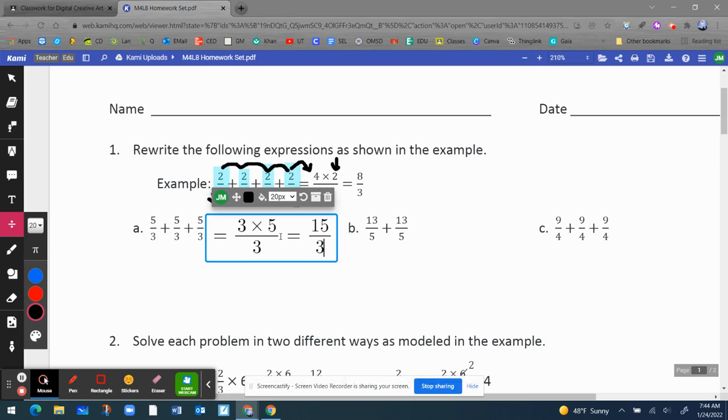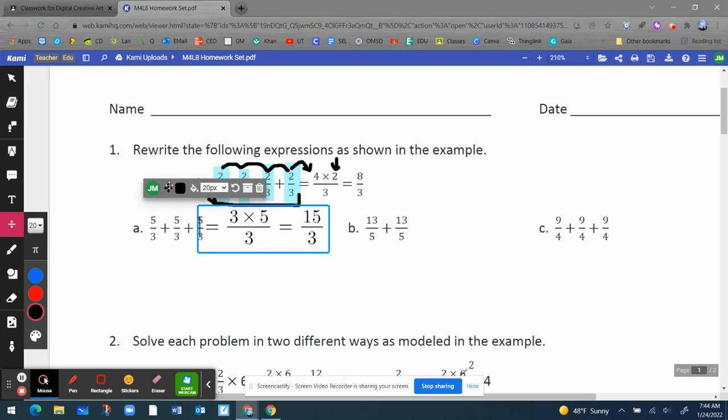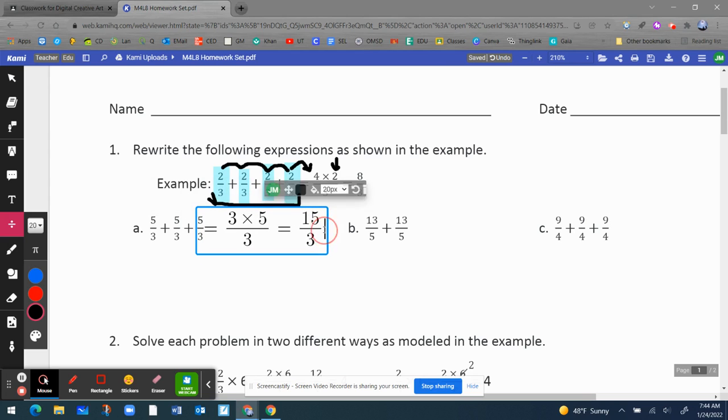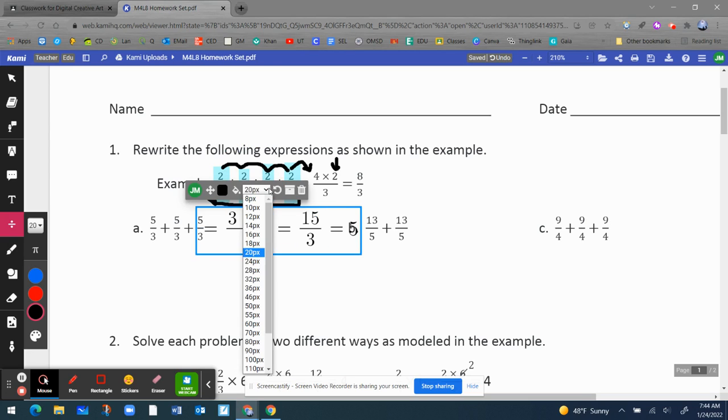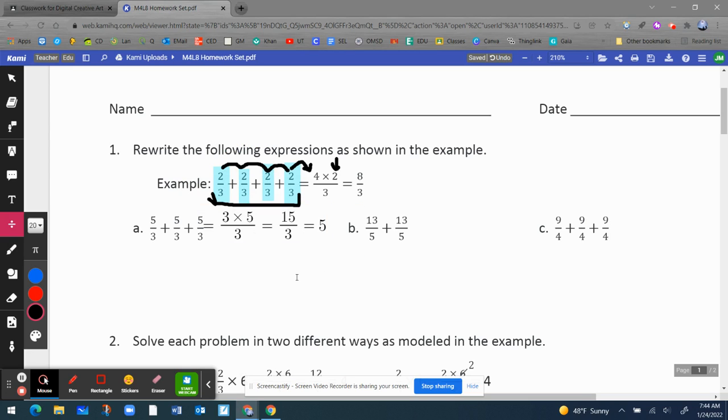15 over 3. 15 over 3 is a division, my friends. So remember, we'll have to either find the whole number or the mixed number. And if you look at your multiplication table, you will see that 15 divided by 3 equals 5. Okay, my friends? And this is how you show a fraction as a repeated addition.